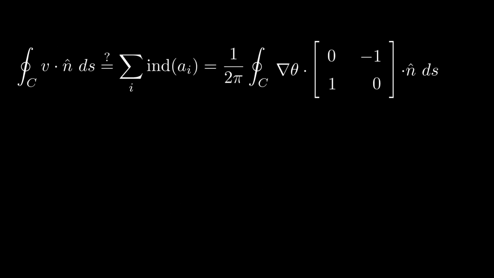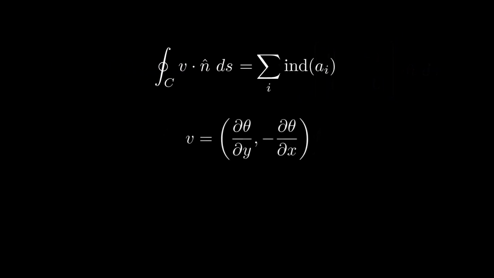If we plug this into the right-hand side of our original equation, we can match the integrands, obtaining an expression for v in terms of theta. We have solved for a vector field whose flux encodes topological index in a manner analogous to how Gauss's law keeps track of charge. So, does it have the other property we were hoping our vector field to have?